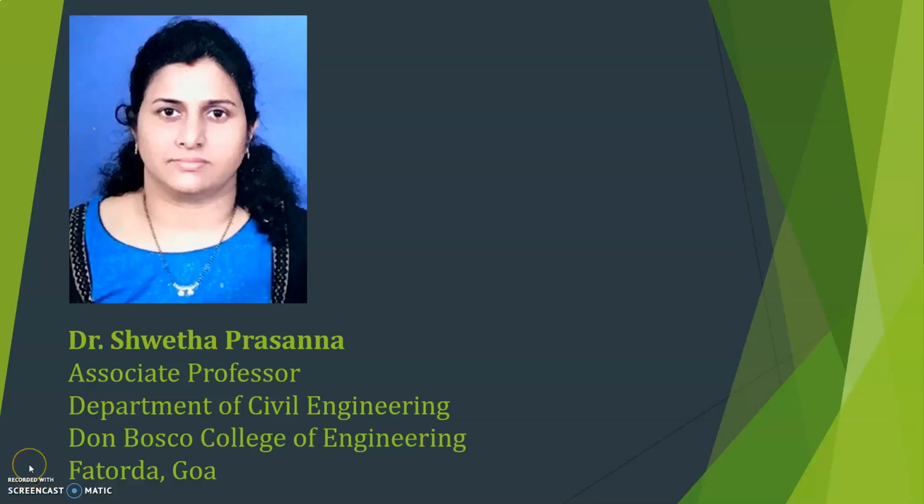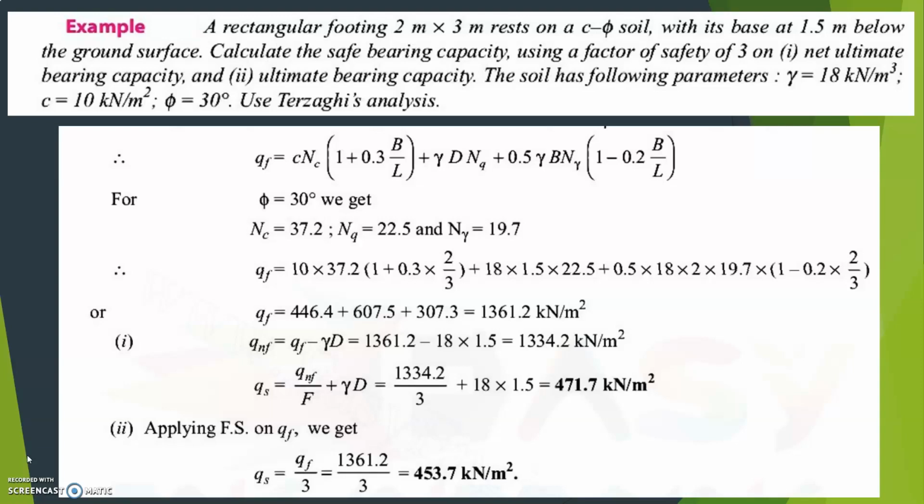Hello, my dear students. Let us take some more examples on bearing capacity of soil. A rectangular footing, 2 meter by 3 meter, rests on a c-phi soil with its base at 1.5 meter below the ground surface. Calculate the safe bearing capacity using a factor of safety of 3. First one is net ultimate bearing capacity and second one ultimate bearing capacity.